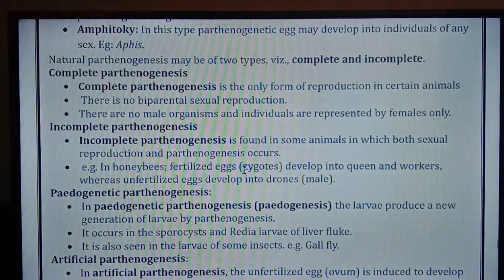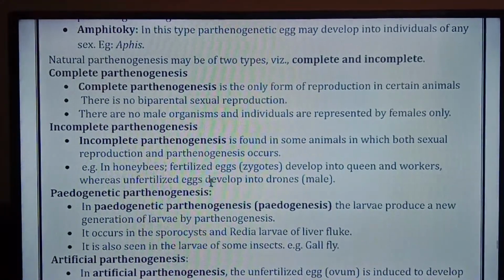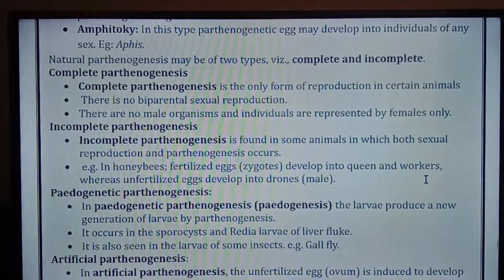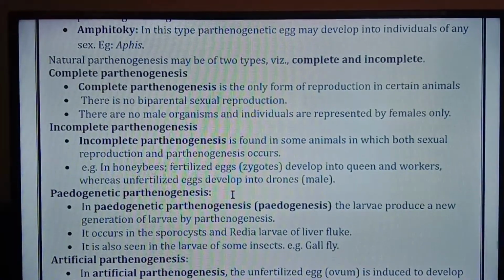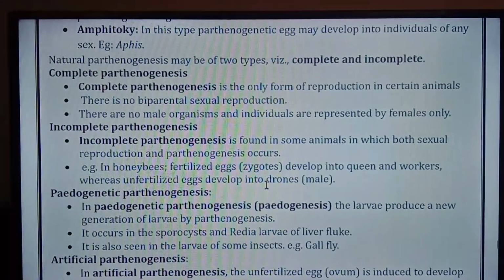Next is incomplete parthenogenesis. Incomplete parthenogenesis is found in some animals in which both sexual reproduction as well as the parthenogenesis can occur. Example for this, honeybee. So fertilized eggs will become the queen and the workers, whereas the unfertilized eggs will become the drones. So both are seen in the same organism.